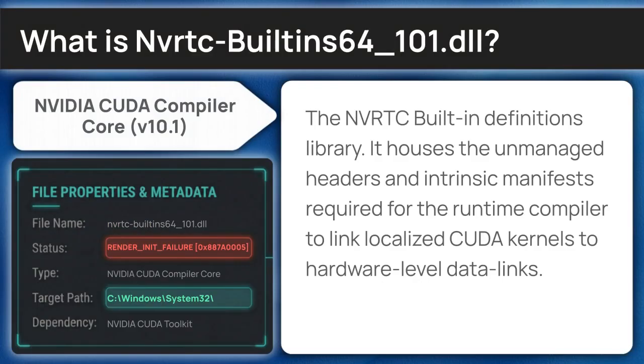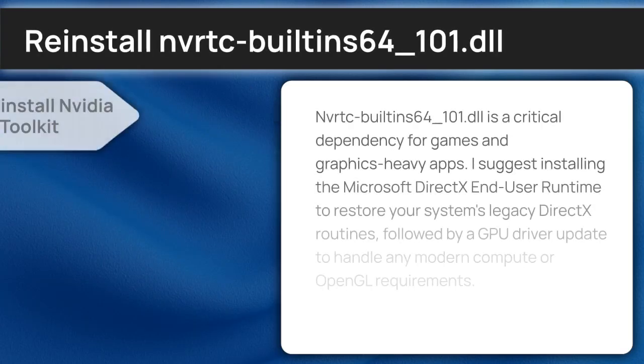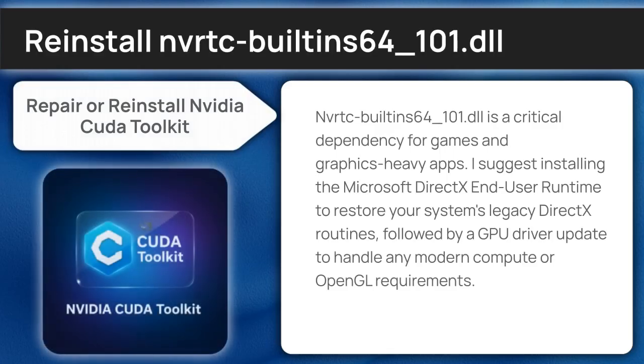This is the NVRTC Built-in 64 101, the NVRTC Built-in Definitions Library. It houses the unmanaged headers and intrinsic manifests required for the runtime compiler to link localized CUDA kernels to hardware-level data links. Now that you know how the file works, let's focus on the how and fix the issue. NVRTC Built-in 64 101 is a critical dependency for games and graphics-heavy apps.